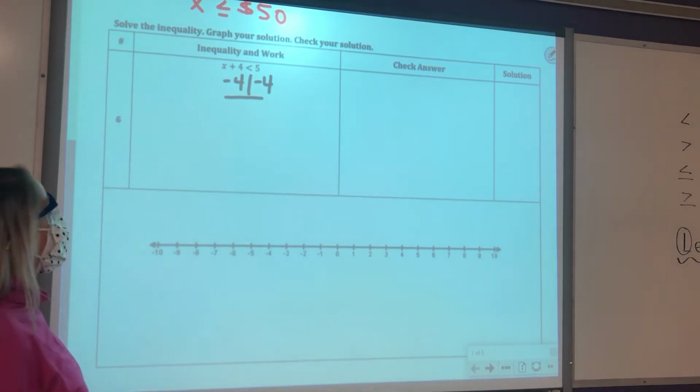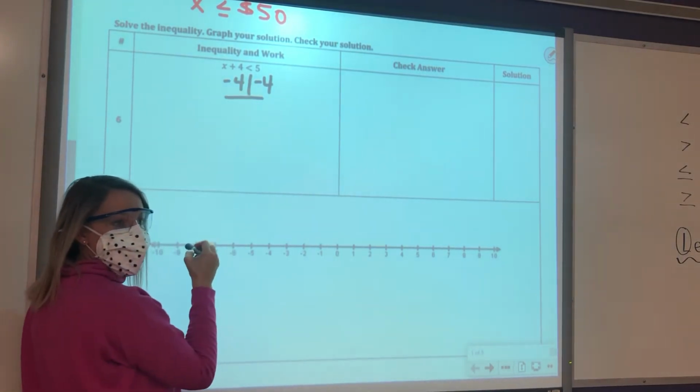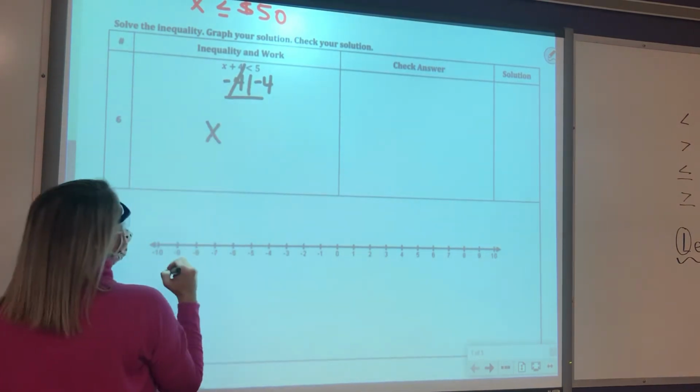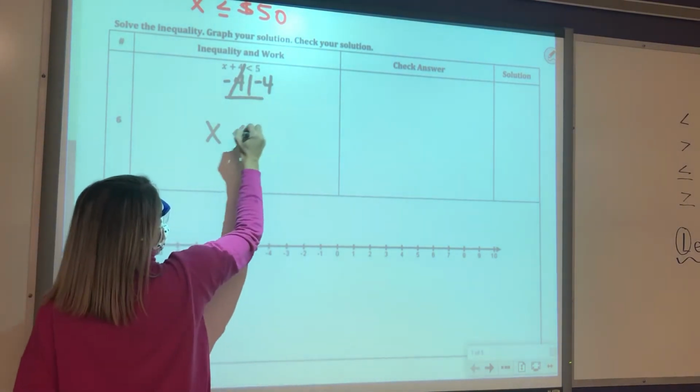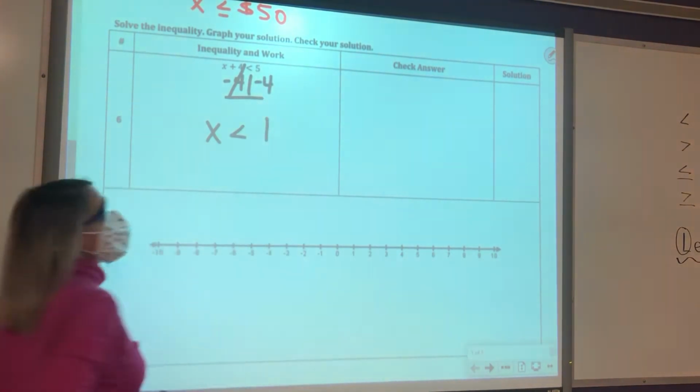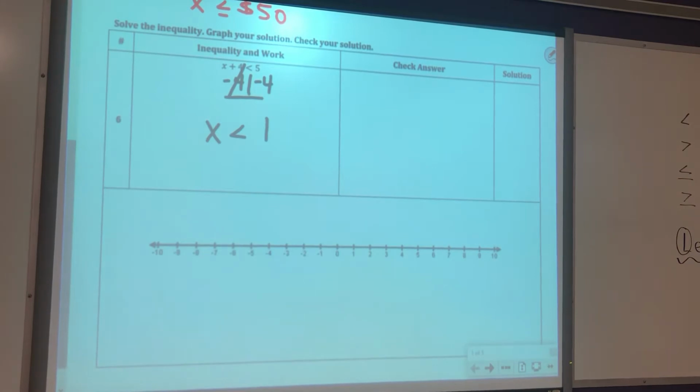Good question. All right, so 4 minus 4 is 0. So we're left with x. Our symbol comes down. And then 5 minus 4 is 1. So our solution is x is greater than 1. Or sorry, x is less than 1.